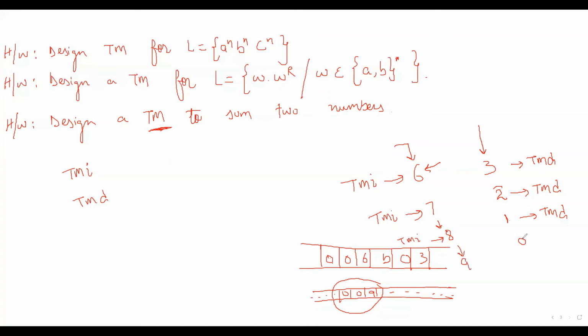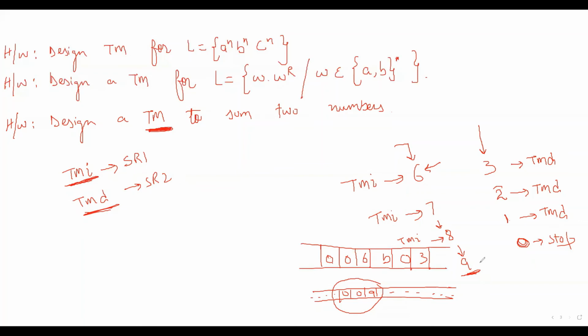Now come back here. Now here it is 0. When this is 0, that means you have to stop. This will be your answer, 9. So you will design this Turing machine to sum two numbers using the Turing machine for incrementing and the Turing machine for decrementing. These are our two subroutines, subroutine 1 and subroutine 2. We have used these two subroutines to design this particular Turing machine.